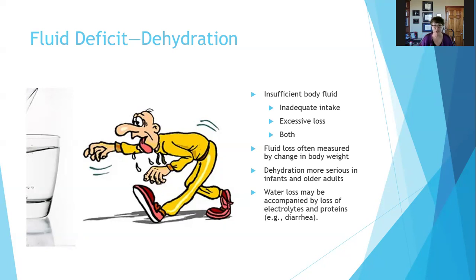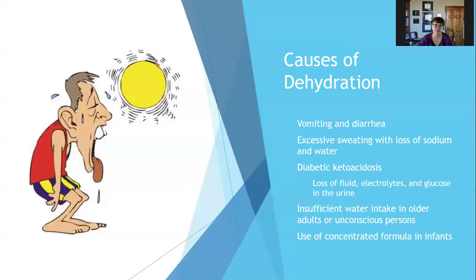Dehydration is really serious in an infant, and in an older person, it can end up causing electrolyte imbalances, which can cause cardiac issues, so it's a really serious thing in an older person as well. Water loss may be accompanied by loss of electrolytes and proteins, such as when you have diarrhea, and that can become a serious issue as well.